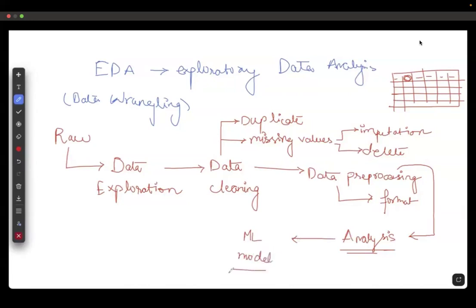Whenever you receive the data in your hand, it is never going to be in the correct form. It has to go through these preparation steps before putting it inside the machine learning model. So we have to follow these steps, then we fit the data inside the ML model. The process we are performing here, starting from the raw data and ending at analysis, is called EDA, exploratory data analysis, or data modeling.